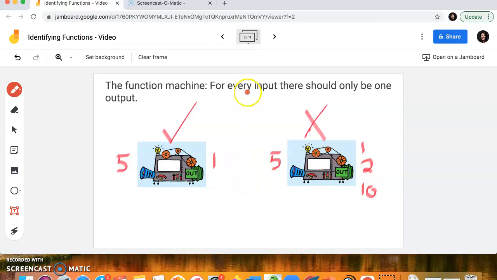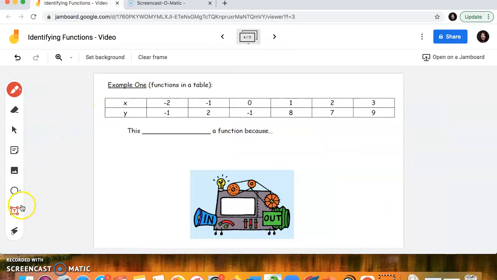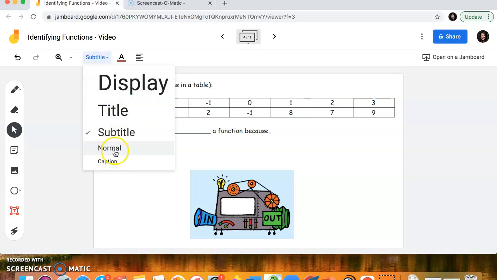Now, if we look at more examples of this, like here, you want to think of the x as your input, and you want to think of the y as your output. That's always how it's going to be. It's never going to switch on you. The x is always going to be your input. The y is always going to be your output.